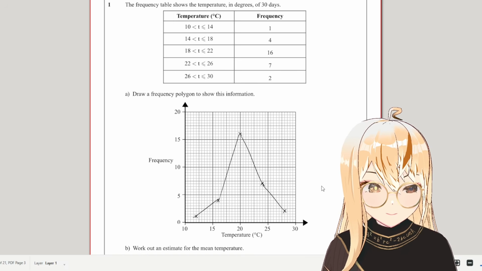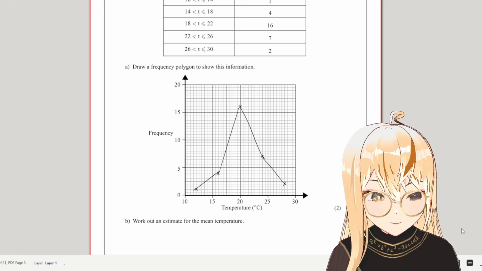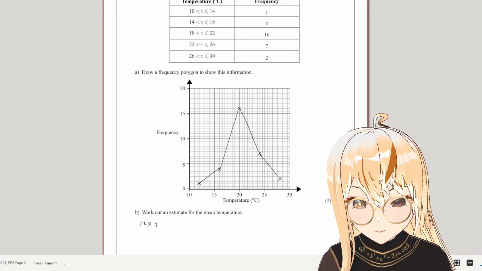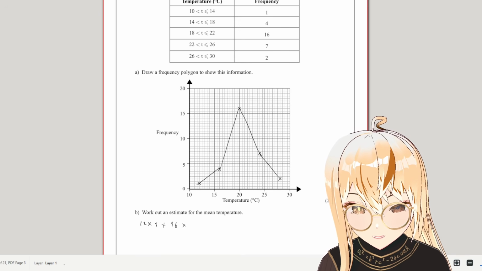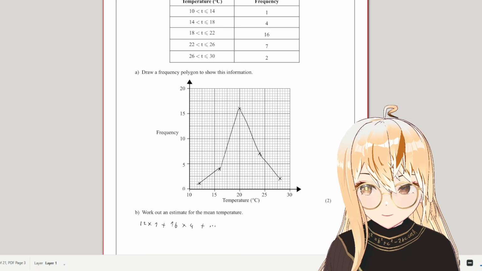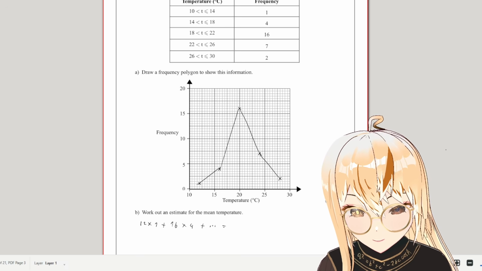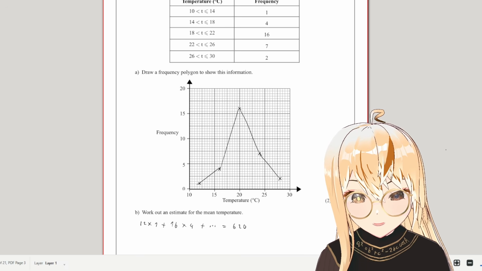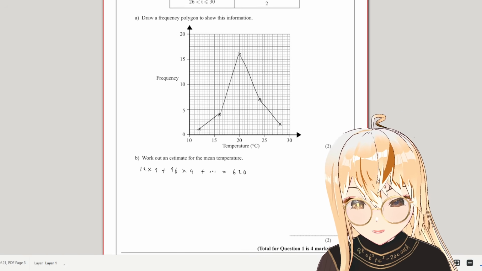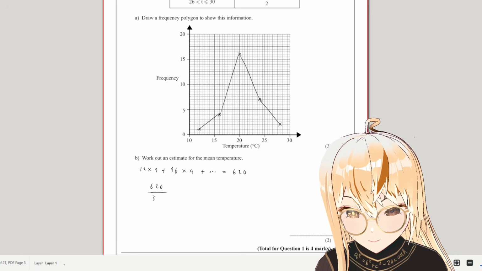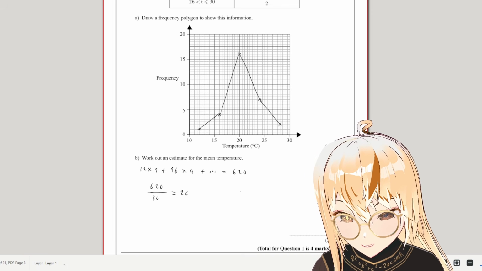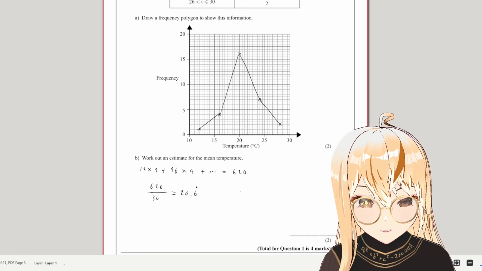And then for the mean, you can use the midpoint of the intervals times by the frequency for each of them, add them up, and then divide by the total frequency, which is 30. So that'd be 12 times 1 plus 16 times 4 plus ... And I'll just put that in my calculator. Our total is 620, and our total frequency is 30. So we would do 620 over 30, which is 20.6 recurring, which is about 20.7.